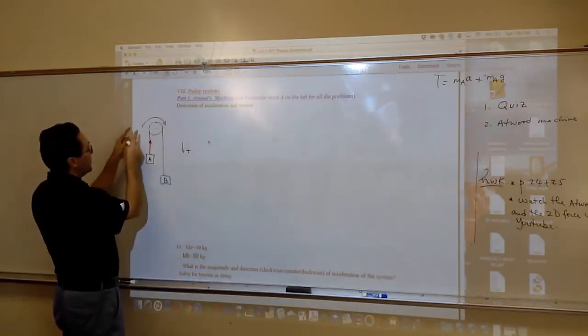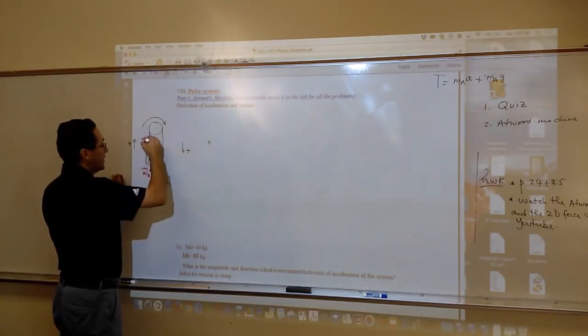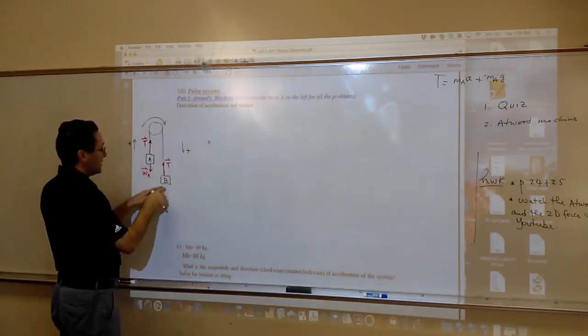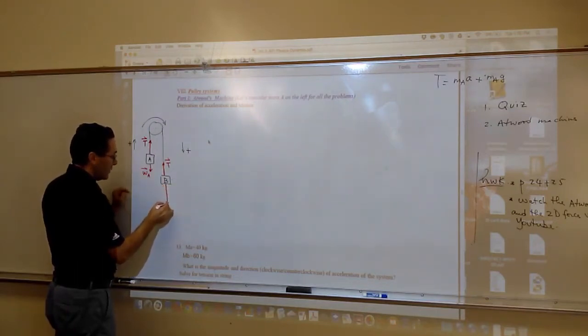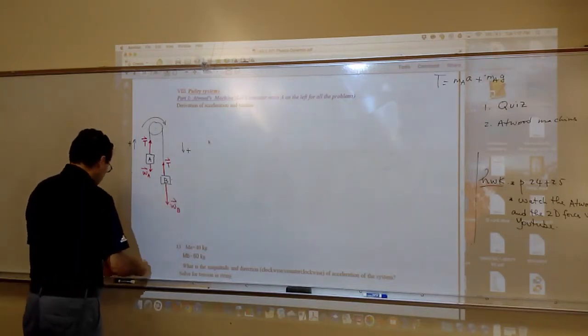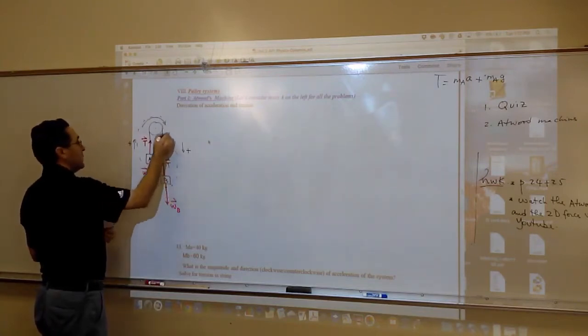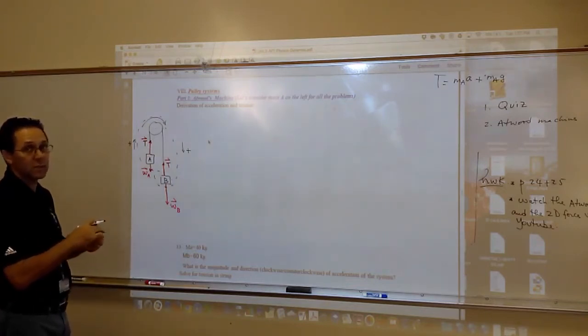For A, you're going to have tension. Since it's accelerating up, the tension here has to be bigger than the weight of A. And you have to show that. The tension here is the same as the tension on the other side, so I'm just going to call it T. But since B is accelerating down, the weight of it is going to be greater than T. And we're going to consider this whole thing, the two masses, as the system, which makes the tension T internal to the system.